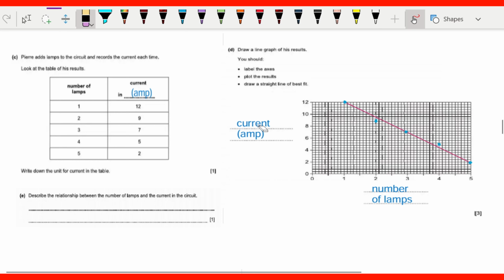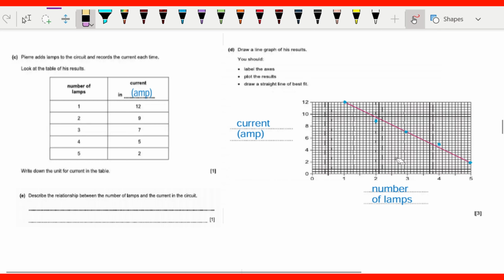So the labeling in here is current, in amp, that is the unit. We have to include the unit here, and the horizontal axis will be the number of lamps, that is the independent variable, and this is the observed data. And we plot 1 to 12 here, 2 to 9, this is the coordinates here, 3 to 7 here, and 4 to 5 here, and 5 to 2. Okay, we got the coordinate points in the blue dots.